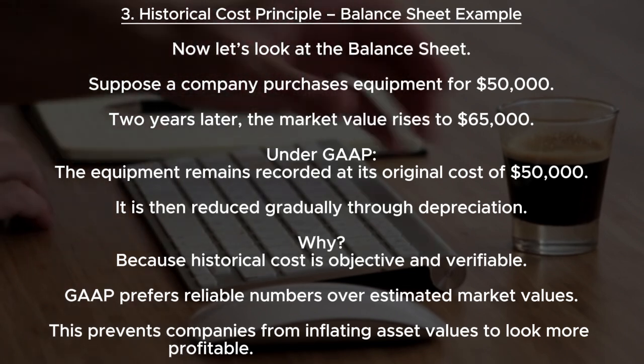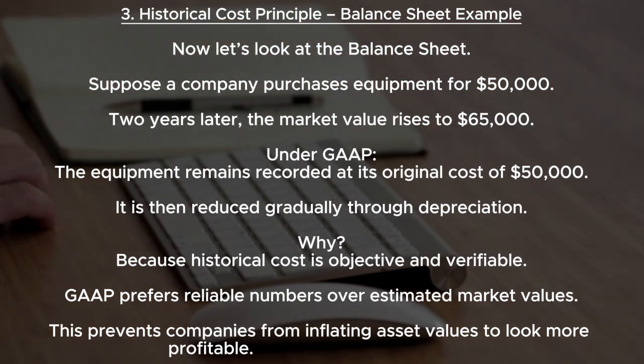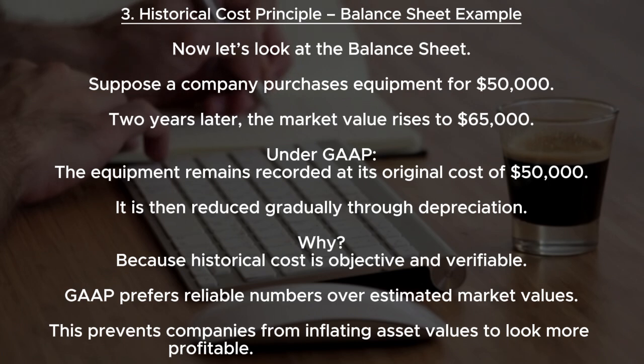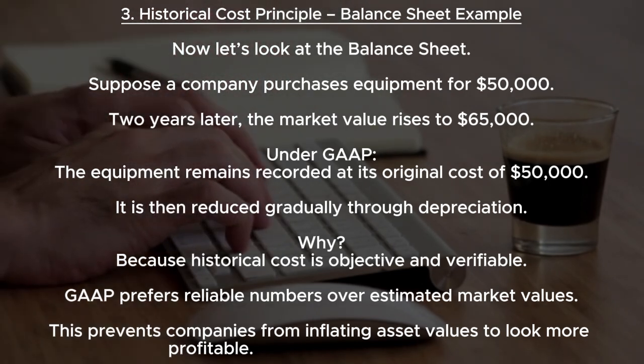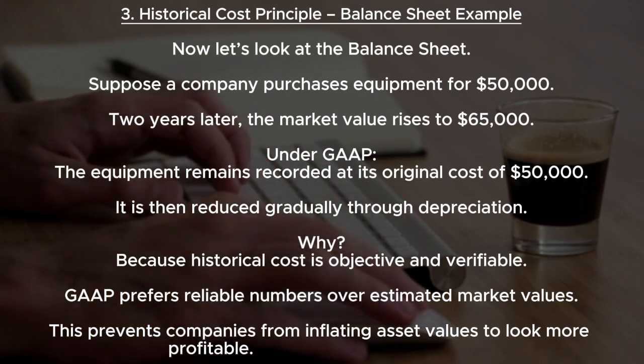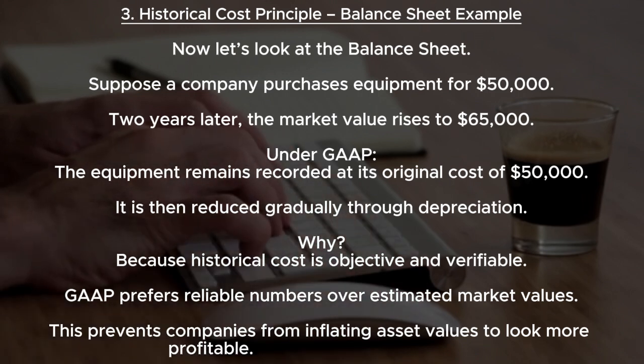Now let's look at the balance sheet. Suppose a company purchases equipment for $50,000. 2 years later, the market value rises to $65,000. Under GAAP, the equipment remains recorded at its original cost of $50,000. It is then reduced gradually through depreciation.